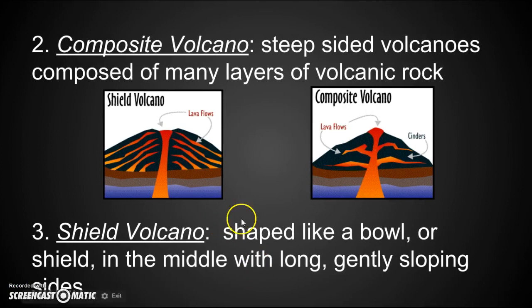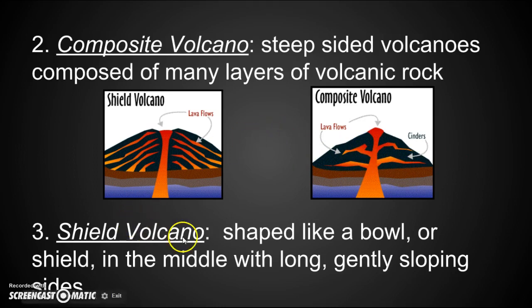Another kind is the composite volcano, which is over here. These are steep-sided, and they're composed of many, many layers. Like so, the original one, the cinder cone, was one solid chunk. This, as you can tell, has many layers of volcanic rock mixed with the lava.